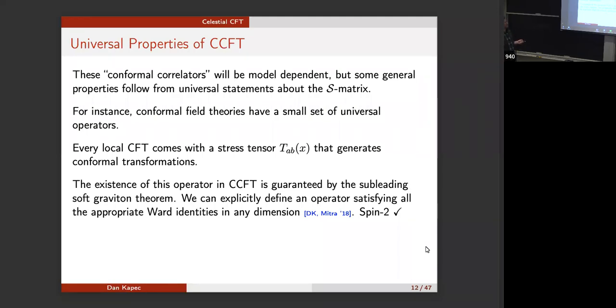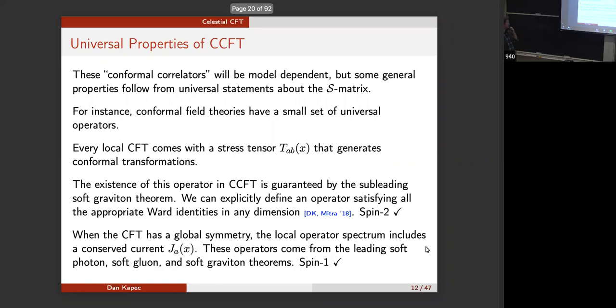So I'm going to show you how to explicitly define an operator in celestial conformal field theory that satisfies all the Ward identities of a d-dimensional stress tensor. Okay, so that's sort of exactly what happens in AdS. The graviton in the bulk has some universal low energy dynamics, which gives you a universal operator in the dual description.